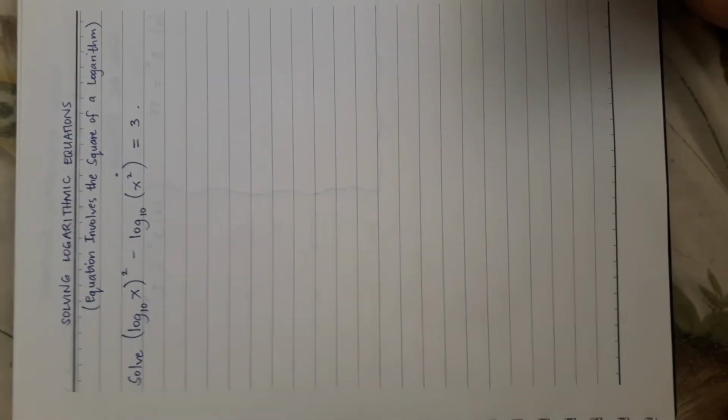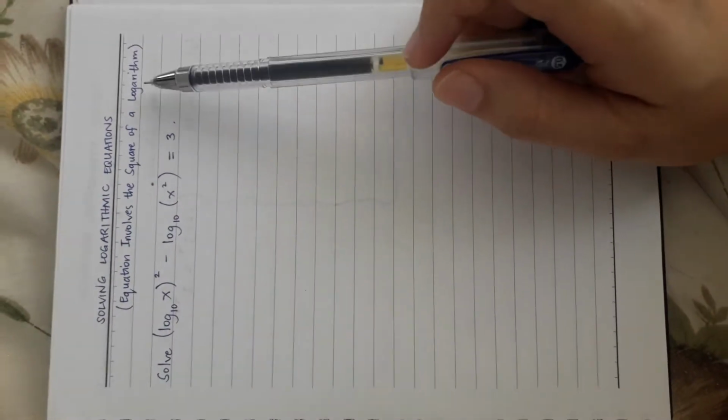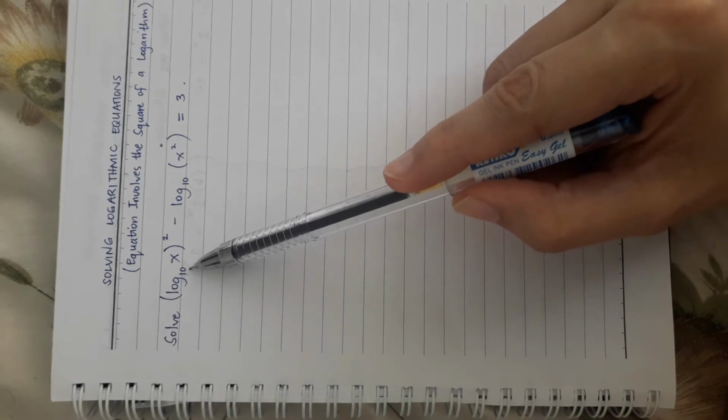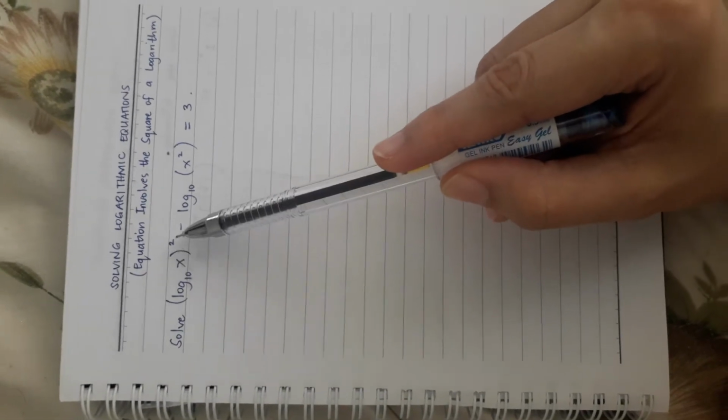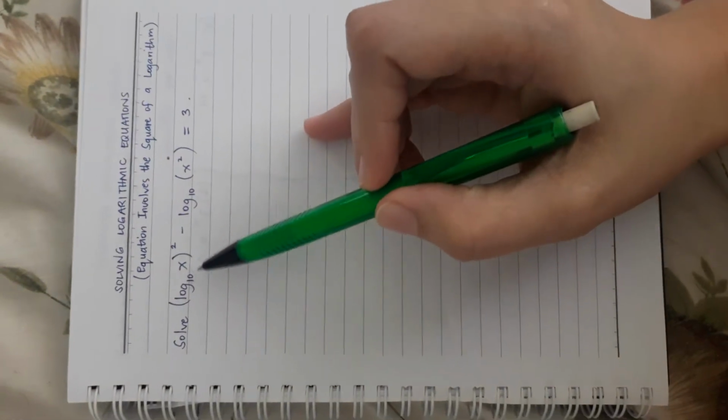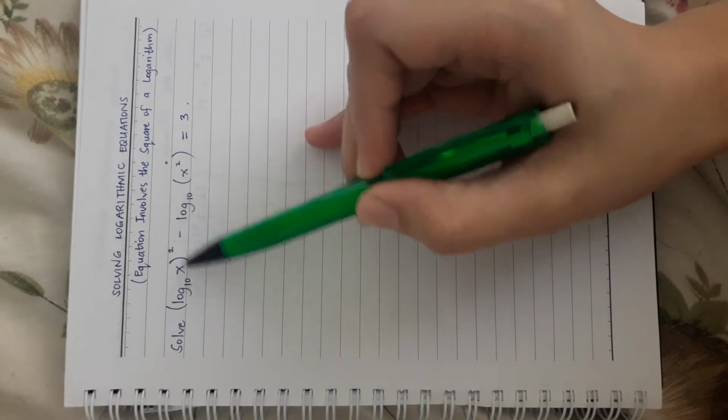So the next logarithmic equation that we will solve is an equation that involves the square of a logarithm. And this is an example. If we look into this logarithm, you see that the logarithm of x to the base 10 is being squared. So this is what I mean by the equation involves the square of a logarithm.